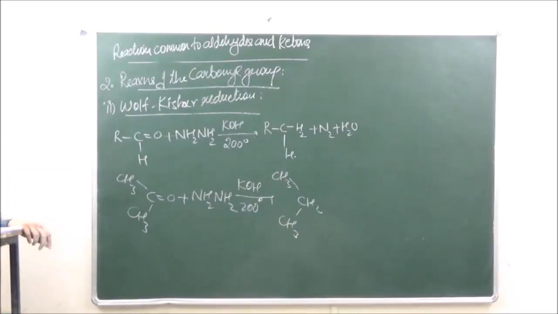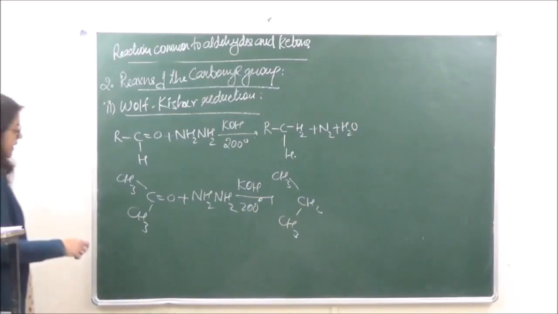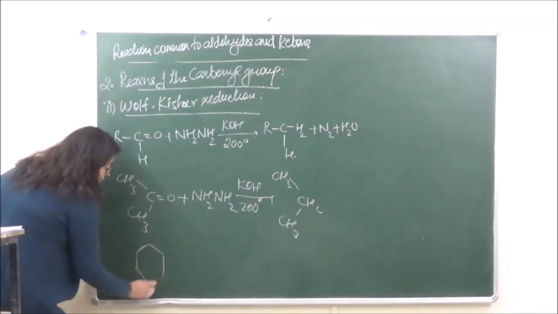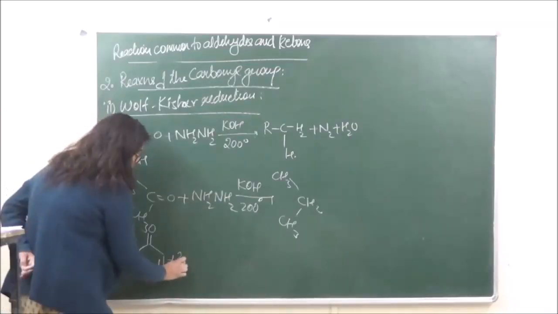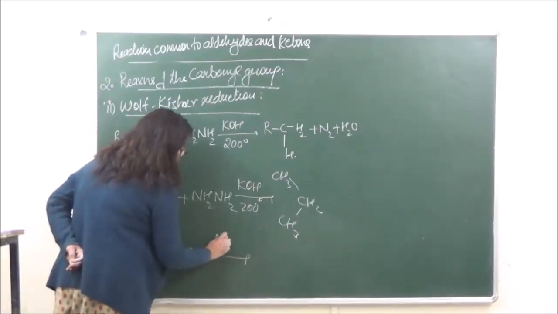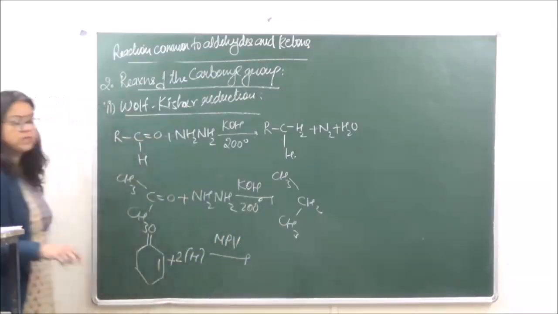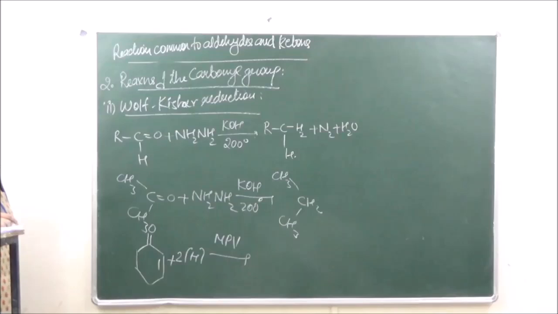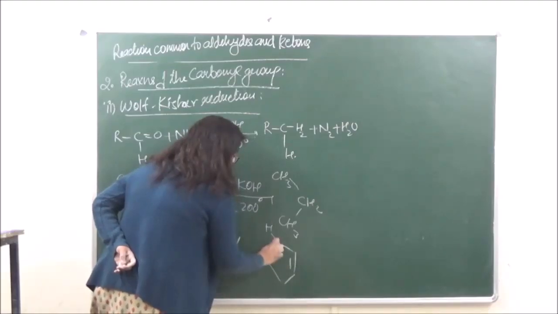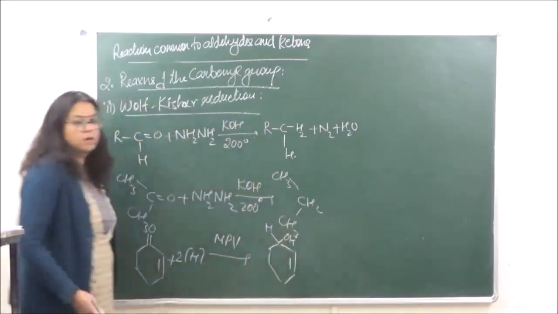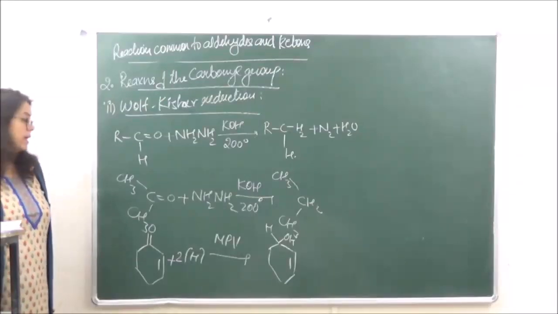Now we do MPV reduction here. MPV again is a reagent which we can use over here. So we're taking a cyclic compound. This is cyclohexenone. We are using a reagent. Now in this case, instead of getting a hydrocarbon, we are going to get an alcohol. So this is cyclohexene-1-ol.